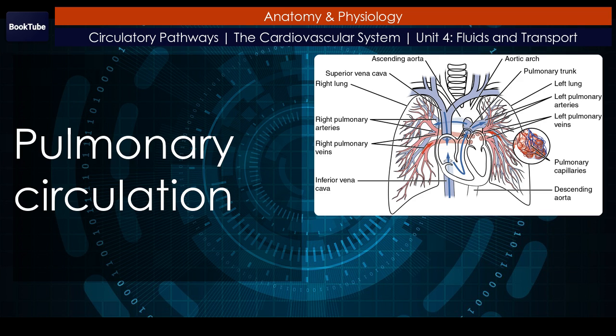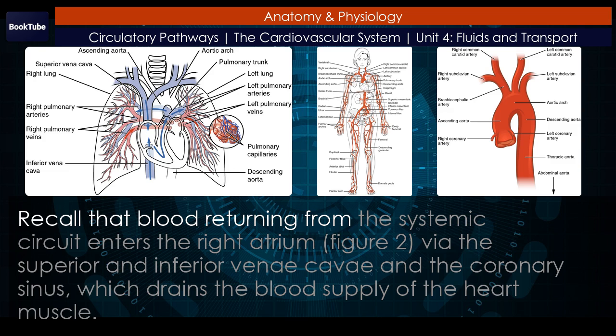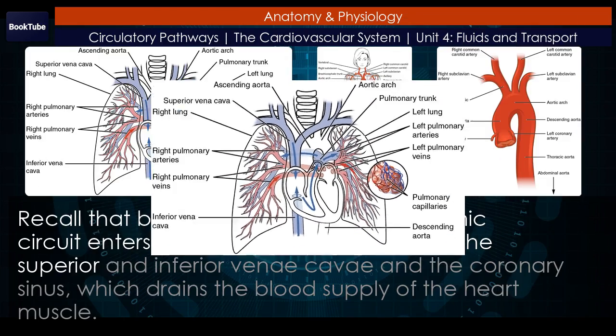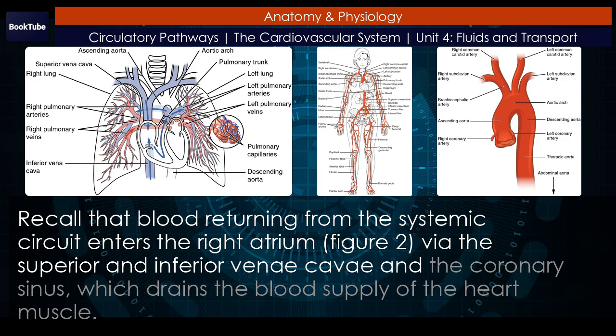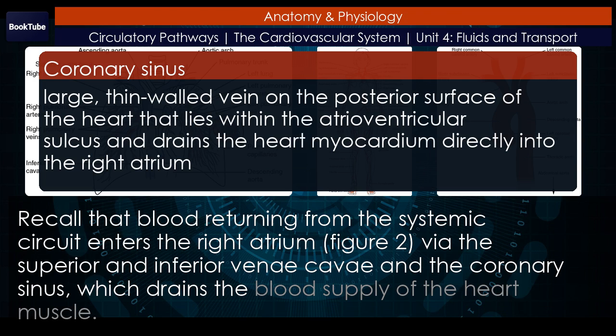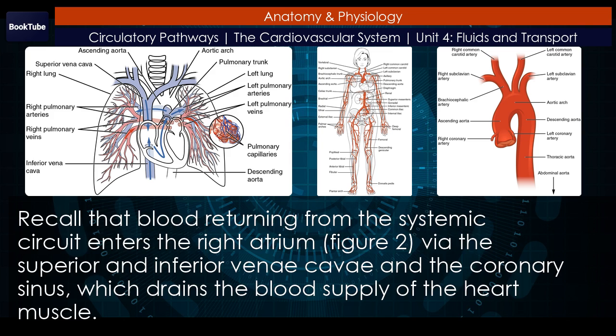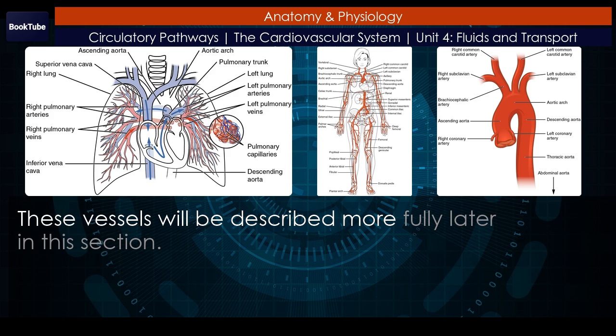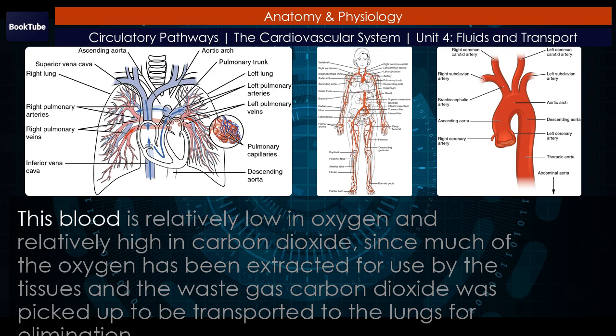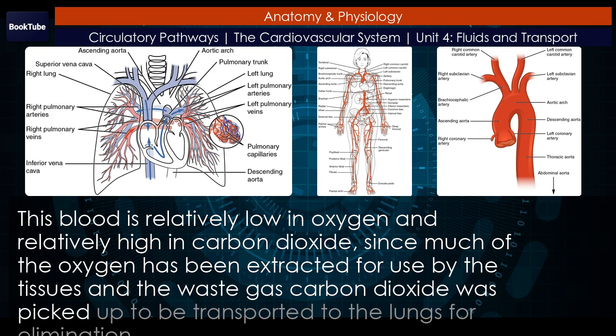Pulmonary circulation. Recall that blood returning from the systemic circuit enters the right atrium via the superior and inferior venae cavae and the coronary sinus, which drains the blood supply of the heart muscle. These vessels will be described more fully later in this section. This blood is relatively low in oxygen and relatively high in carbon dioxide, since much of the oxygen has been extracted for use by the tissues and the waste gas carbon dioxide was picked up to be transported to the lungs for elimination.